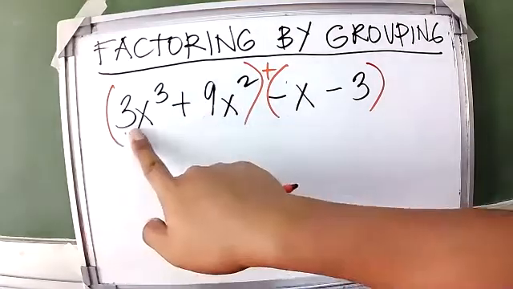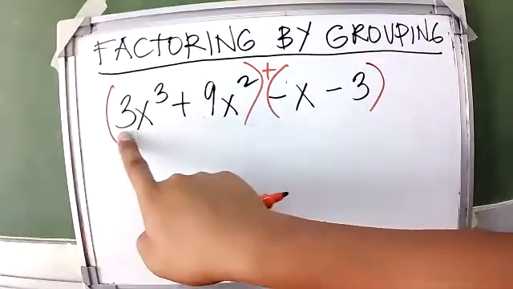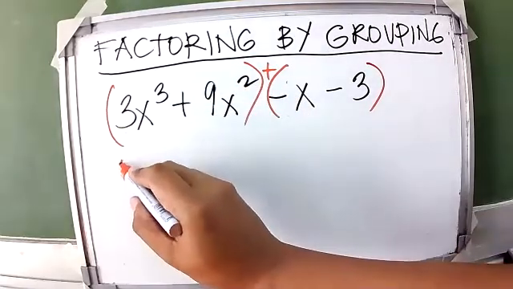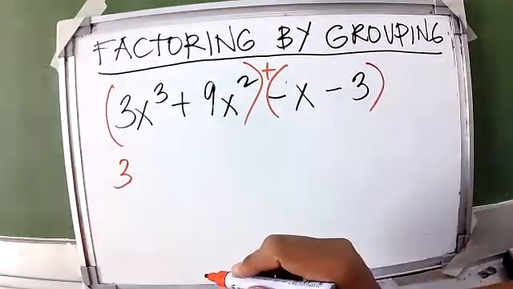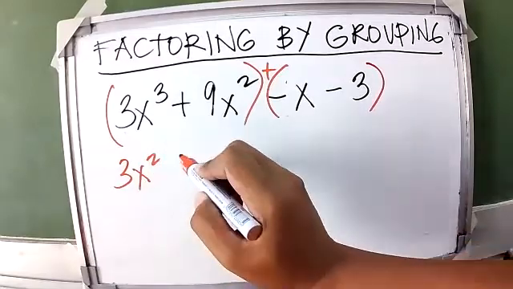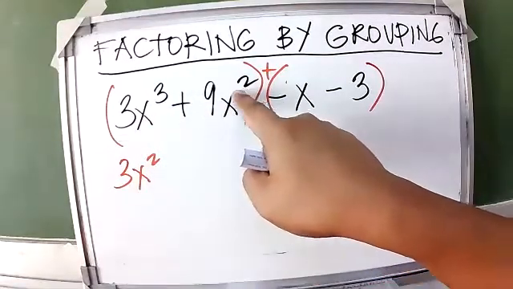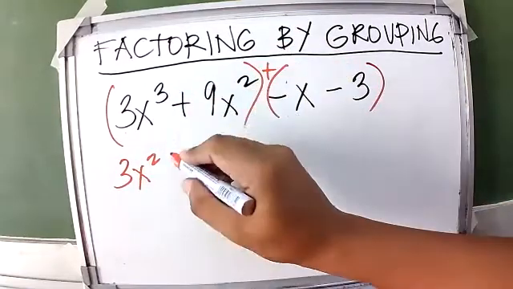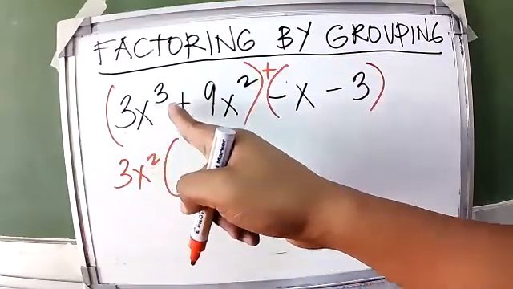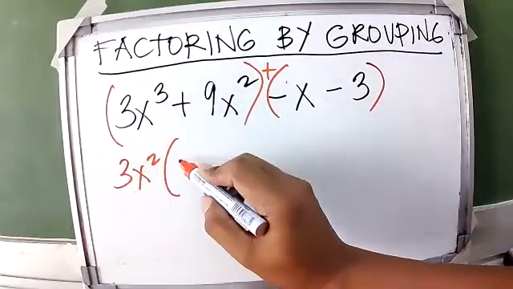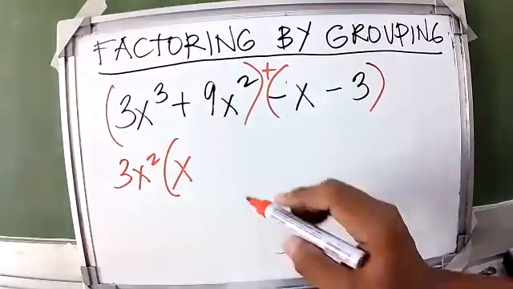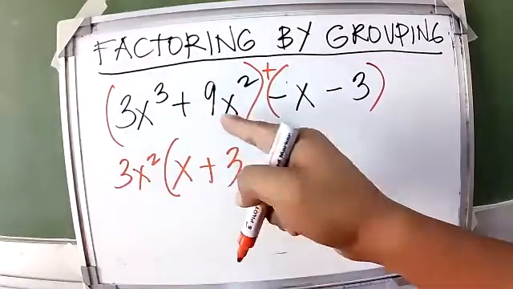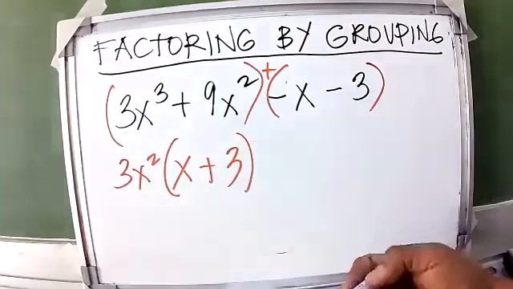Okay, now, let's get the common factor. What's the common factor here? The coefficients, it's 3. 3x squared. And then that's 3x squared, correct? Because the smallest exponent between the two is squared. So that's your common factor. So what's left here is 3x cubed divided by 3x squared. That is x. Plus 9 divided by 3, that's 3. x squared divided by x squared, that's just 1.